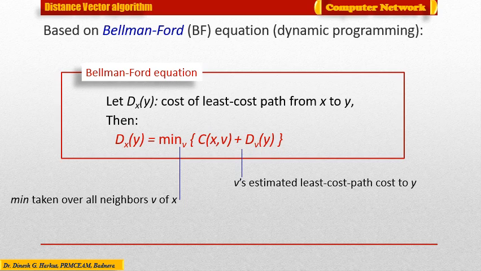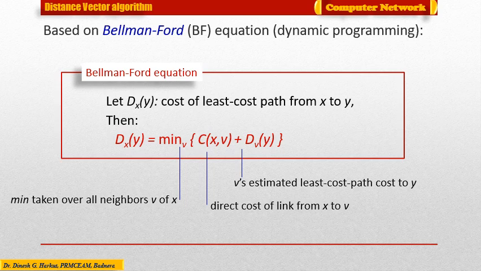d(v,y) is v's estimated least cost path to y, and c(x,v) is the direct cost of the link from x to v.